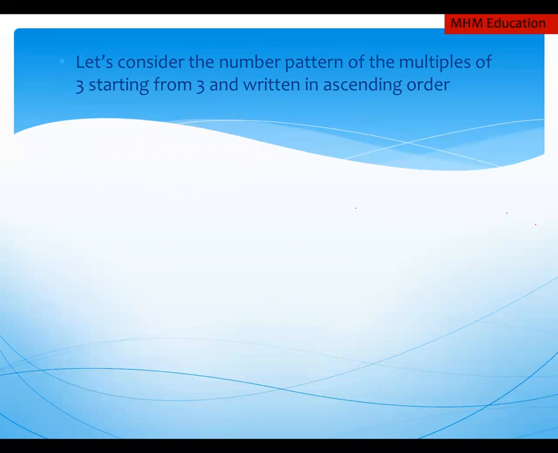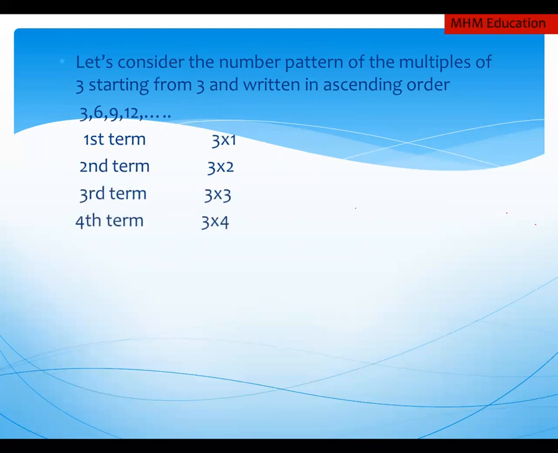Let's consider the number pattern of the multiples of 3 starting from 3 and written in ascending order. That is 3, 6, 9, and 12. Here, the first term is 3 into 1. The second term is 3 into 2, it is 6. The third term is 3 into 3 is 9, the fourth term is 3 into 4 is 12, and so on. The nth term is given by 3 into n. So the general term for this pattern is 3n.